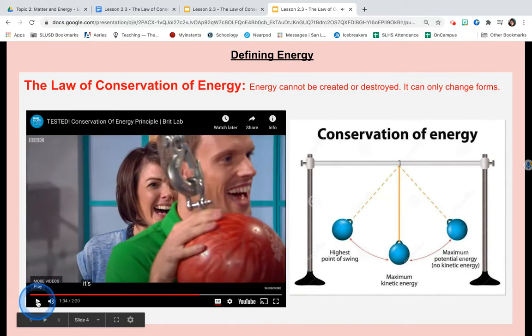How good is that? Oh my gosh, he didn't get hit in the face. So at the end of this video, he also explains the same thing. But this is also true, right?